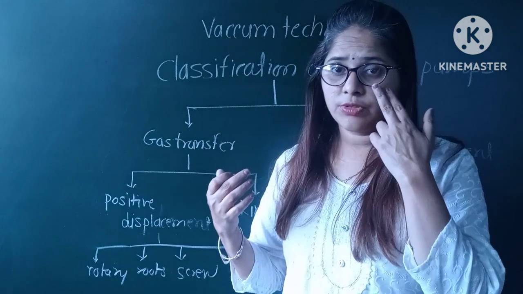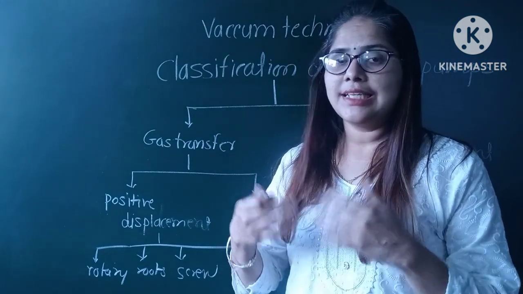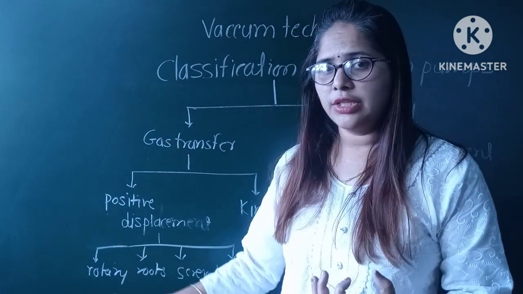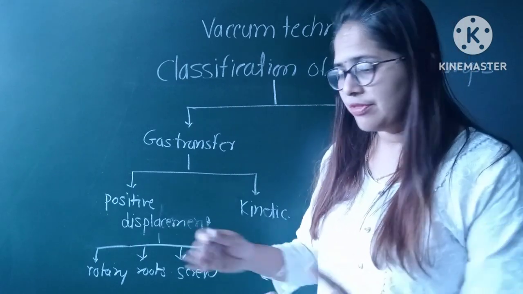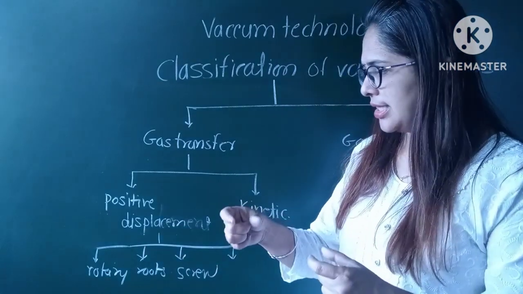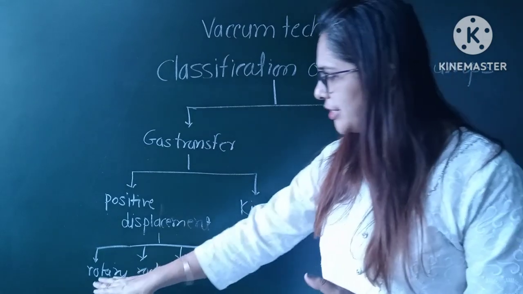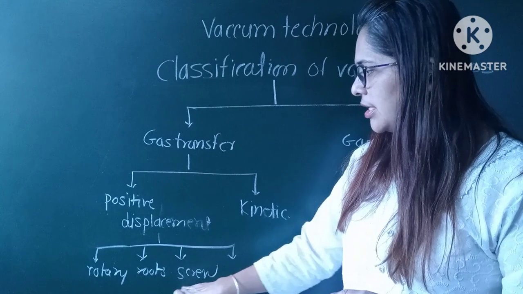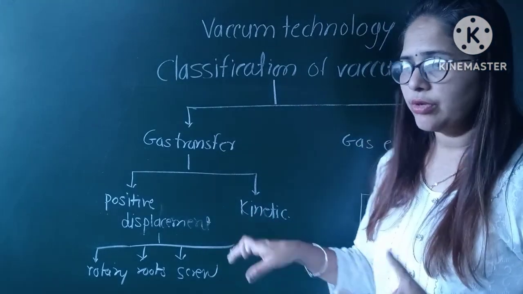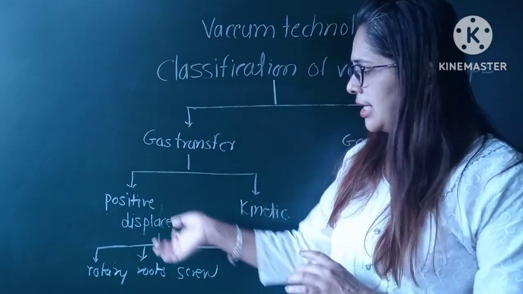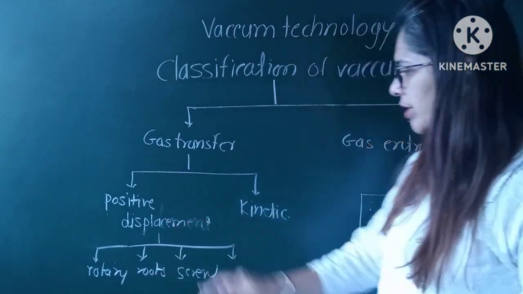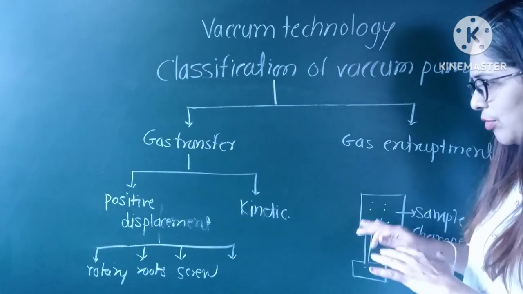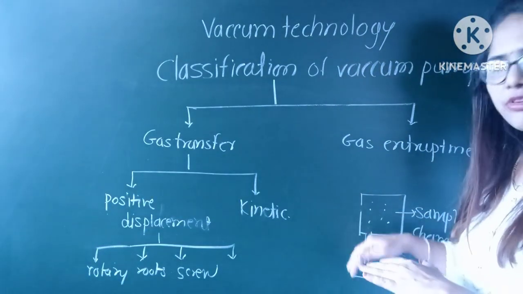The different mechanics have been given different names. See here, this vacuum technology is being updated each and every day, but the basic principles for all of these remain the same. If vanes are there, then it is called a rotary vane pump. If a screw is there, then it is called a screw positive displacement pump. Whatever mechanical parts you are using, the names are given accordingly. So in positive displacement, the air molecules are removed by using screws or vanes.